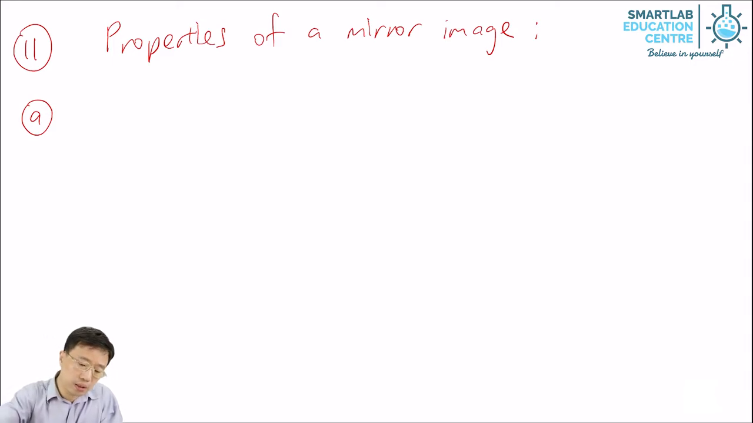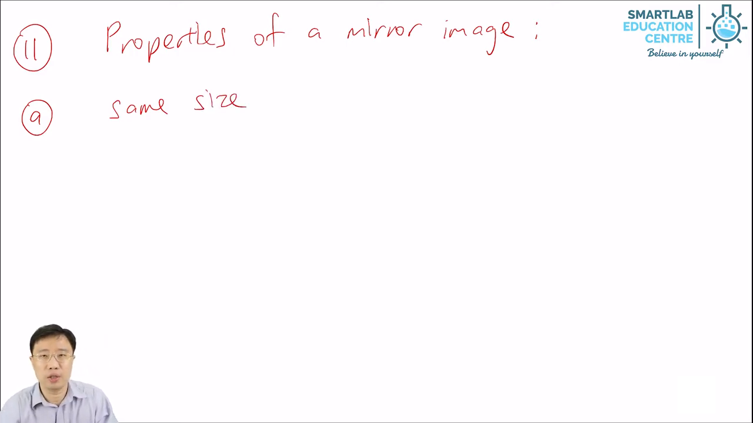Firstly, the image is of the same size as the object. Imagine yourself looking at yourself in a mirror in the morning. Do you see yourself bigger or smaller? You should see yourself the same size as you really are.